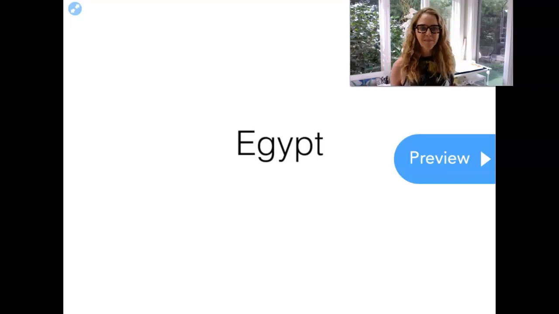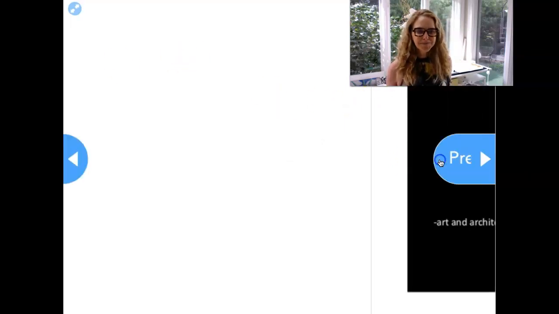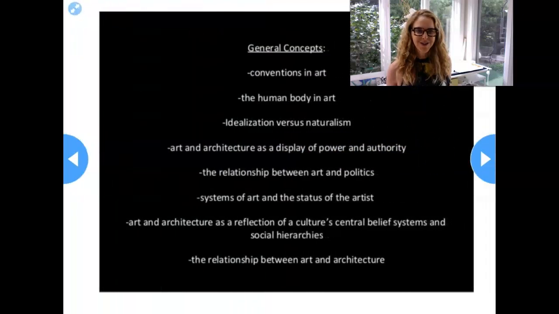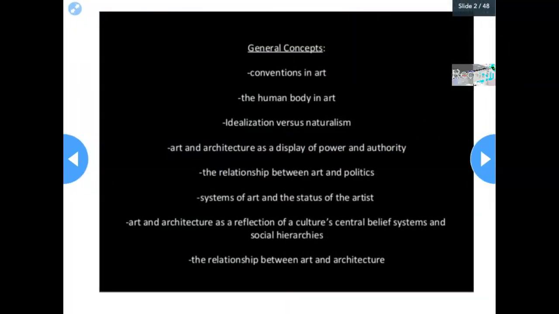So let's talk about Egypt and ancient Egypt, and I'm going to try to keep this lecture not too long for you guys, so that you can continue to use your book, etc. So here we go. Let's just talk about the general concepts that we think about when we look at Egyptian art.